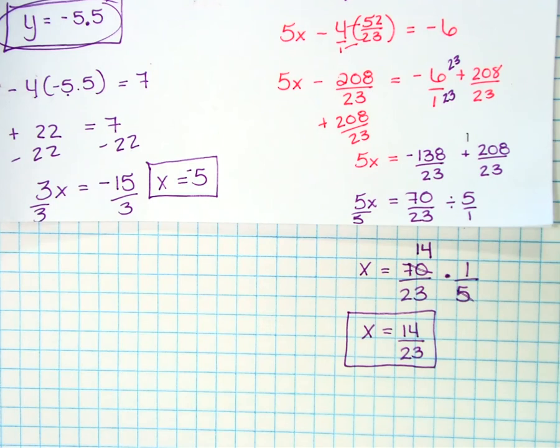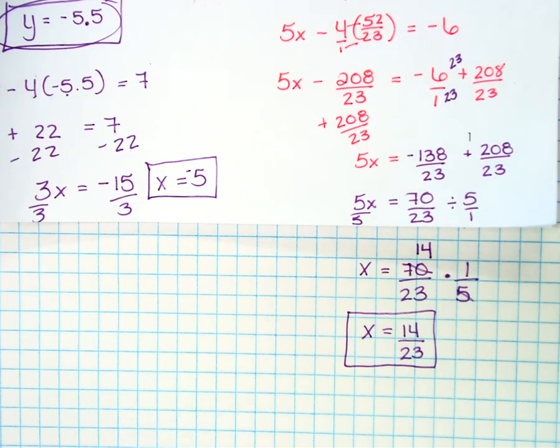Oh, we can't see that. Did you? Yeah. Proud of you. Do 14 divided by 23. That's exactly what I put. That's exactly what you put?